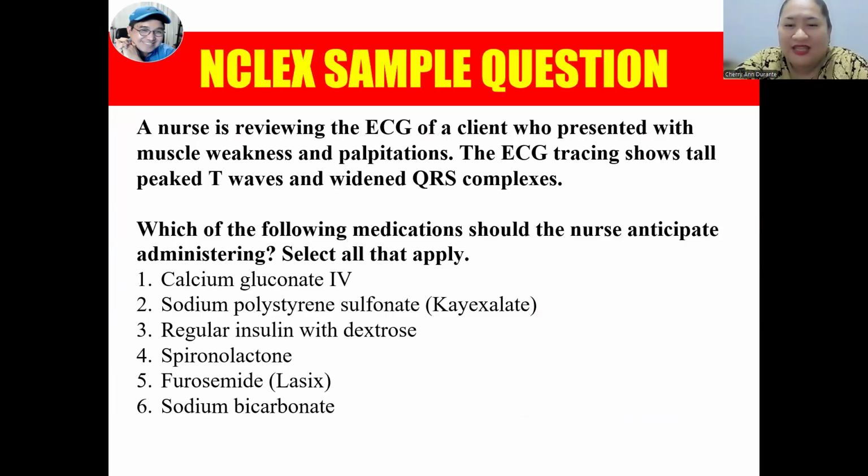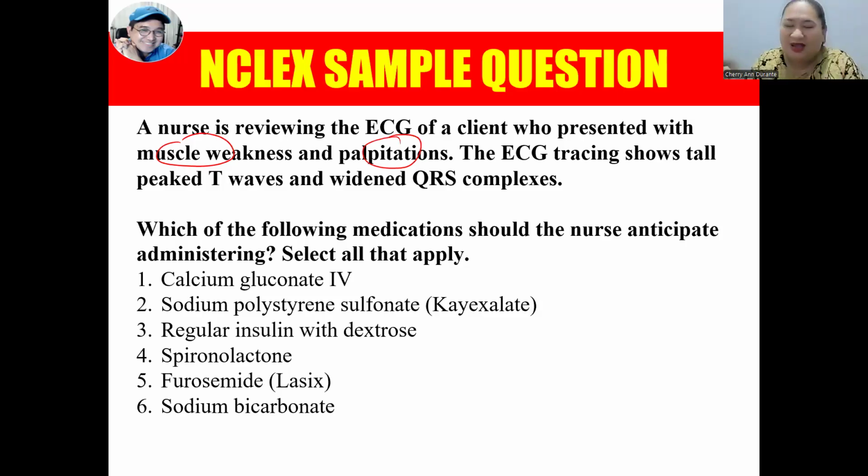Select all that apply. Now, when you're looking into questions such as ECG, most of us are expecting to see the strip. And to be honest with you, sometimes your NGN will include the strip, but sometimes they will just describe what is being seen in the strip. So you should have the knowledge of knowing what to see in the strip and also how it is being described. So let's see, guys. It says here the manifestations of your client: muscle weakness, palpitations.